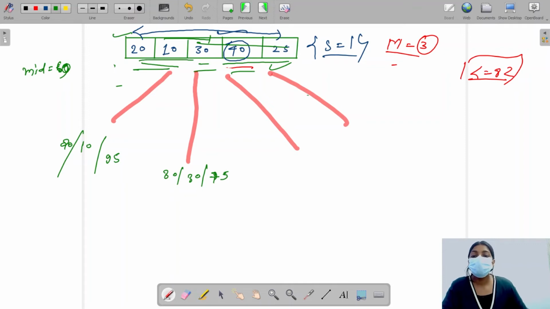Now my first student reads these three books. Its load is 60. My second student reads this book only, so the load is 40. My third student reads only the 25 book. Alright, this was my possible combination.